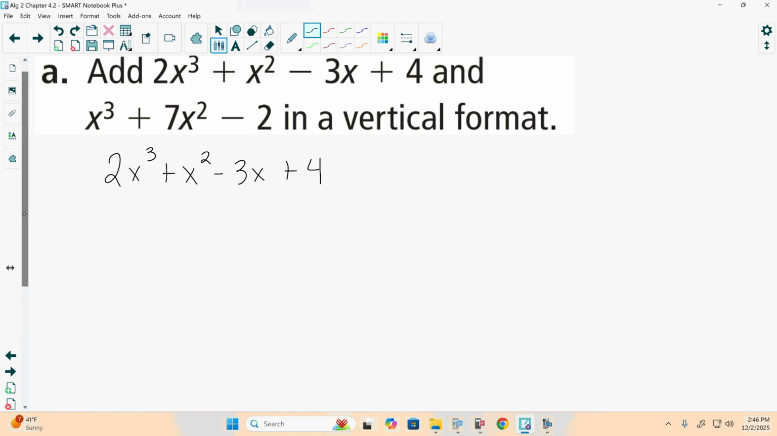Then we can put the second one underneath it. We'll put x cubed, our first term, under the x cubed term. Our next term is our 7x squared, so we'll put our plus 7x squared under the x squared. Again, it didn't give us an x term, so we can put it in as 0x. And then we'll put our minus 2 under the plus 4 so that we have all of our like terms lined up.